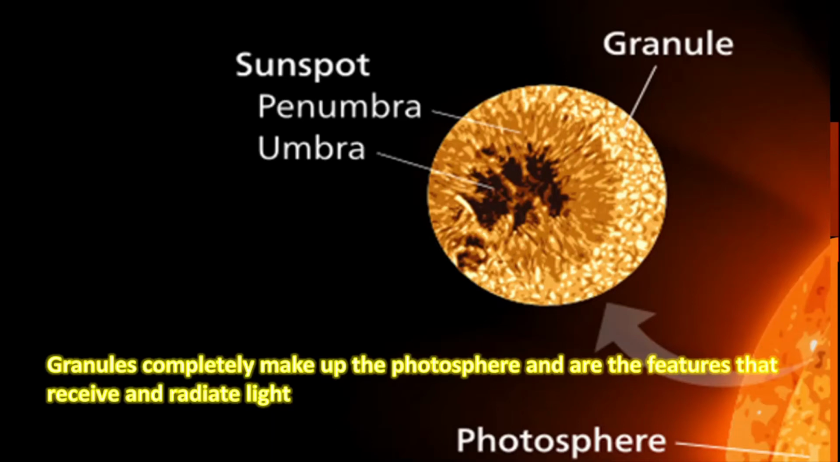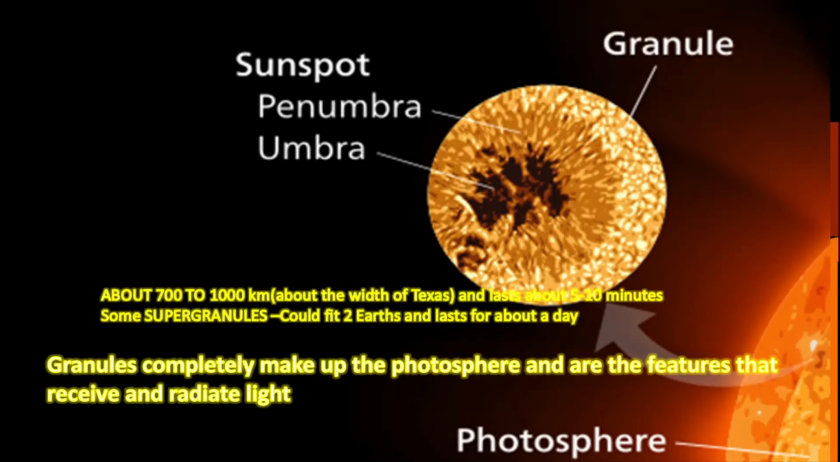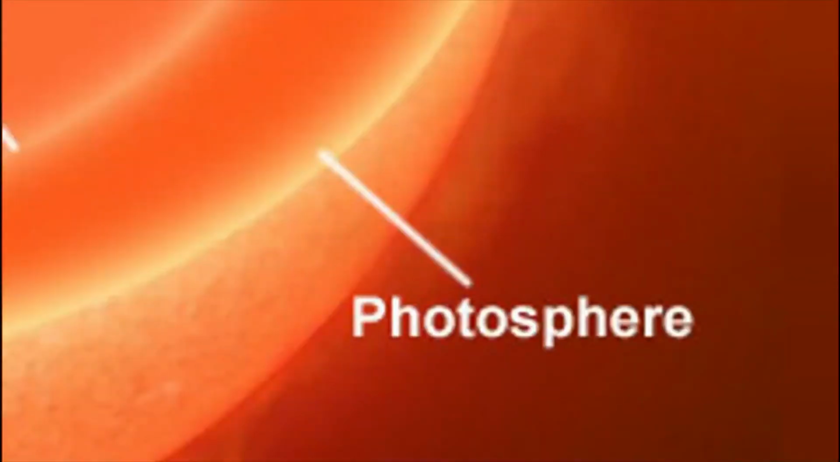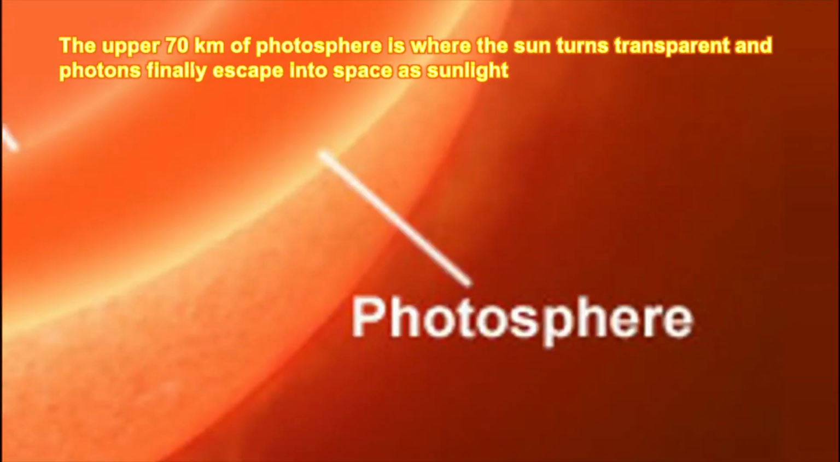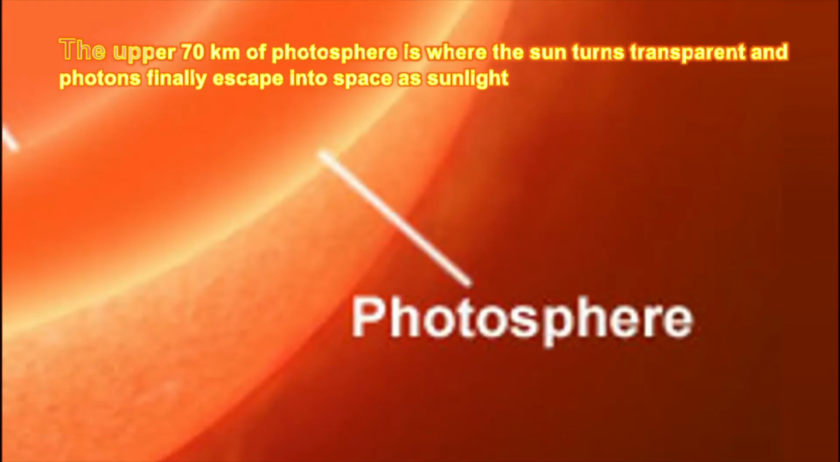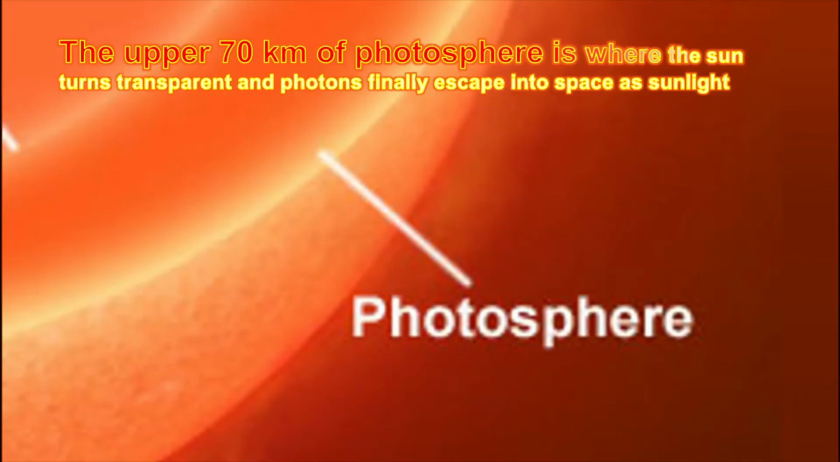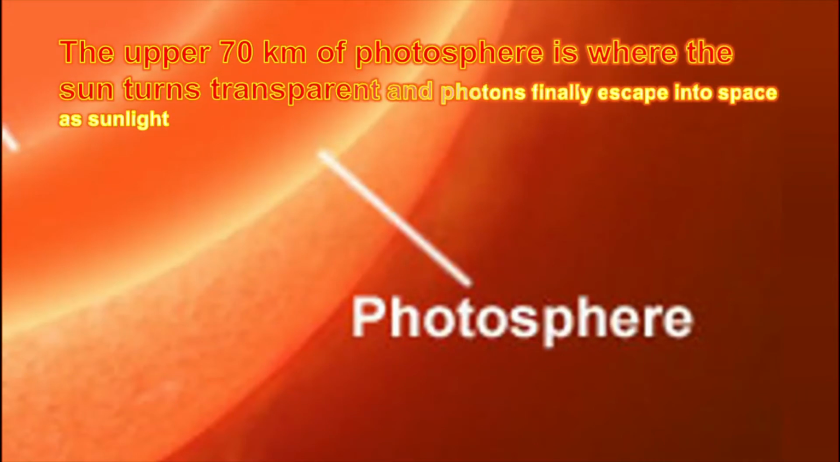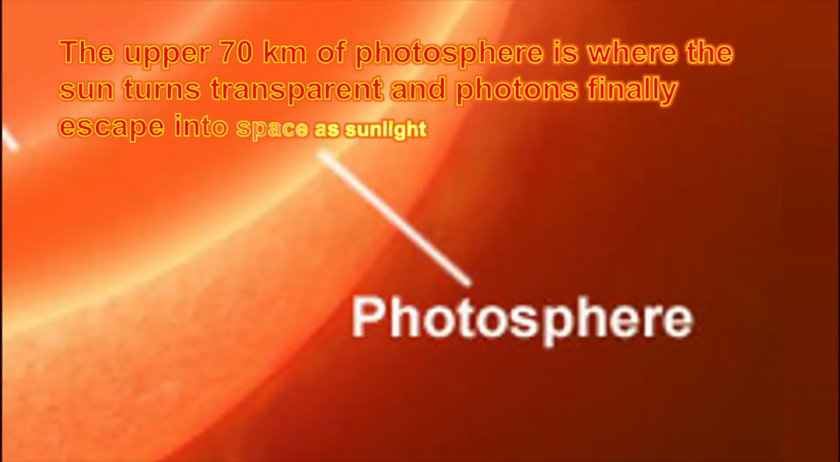Granules, which are typically 700 to 1000 kilometers in diameter, about the width of Texas, appear as bright areas surrounded by narrow darker regions that last for about 5 to 10 minutes. There are even supergranules, which could fit 2 Earths and last for about a day. The upper 70 km of the photosphere is where the Sun starts to turn transparent and photons can finally escape into space as sunlight. When they reach the outer 70 km, the atoms cool sufficiently to radiate the photons into space.